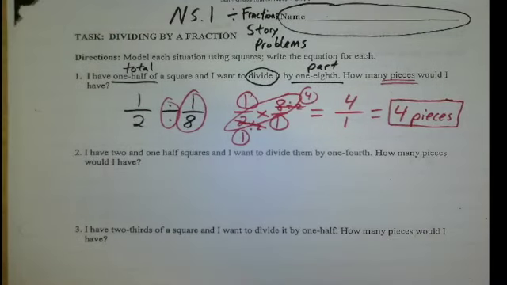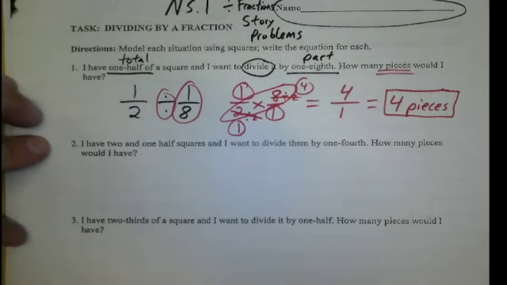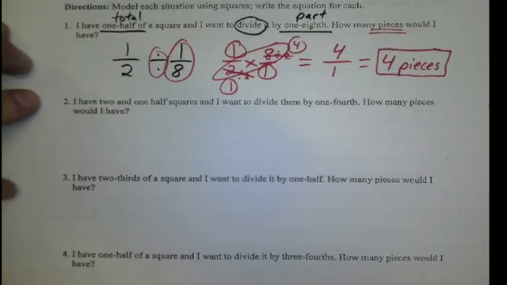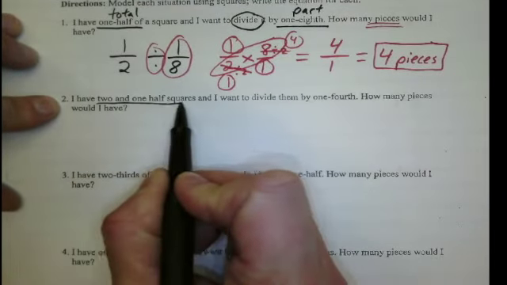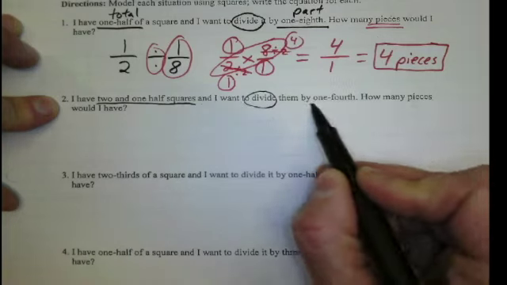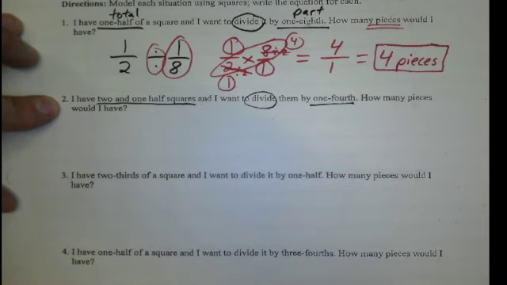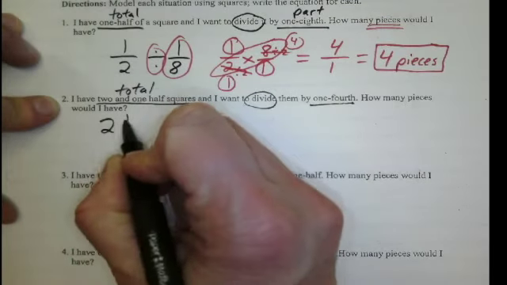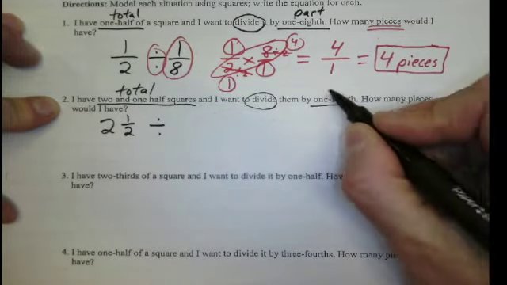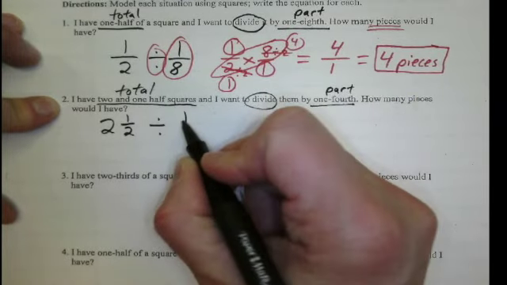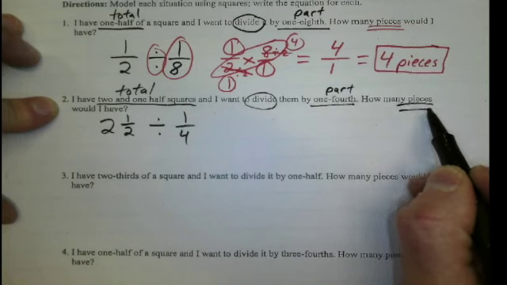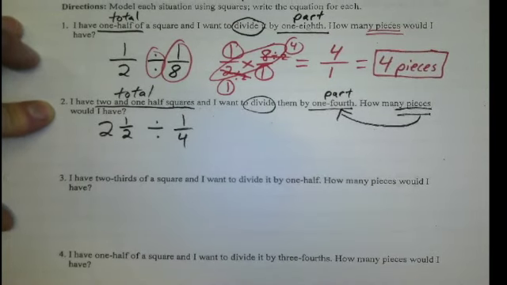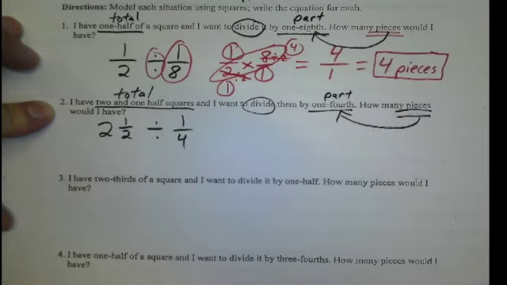We're going to do the same thing for the next example. And hopefully after doing that together, you'll be able to do the next 2 on your own. So the next one says I have 2 1/2 squares, and I want to divide them by 1/4. Which one's our total and which one's our part? Our total would be 2 1/2, which you could write as a mixed number. And I want to divide it by our part or our piece, which is 1/4, and then the question asks how many pieces. So the question always reverts back to the part. The question always asks about the part, therefore the other number is your total.